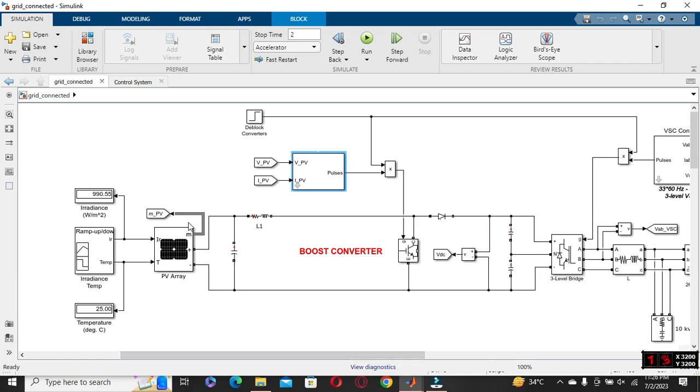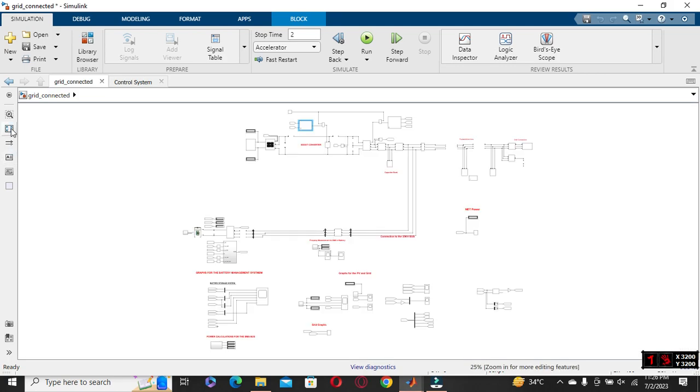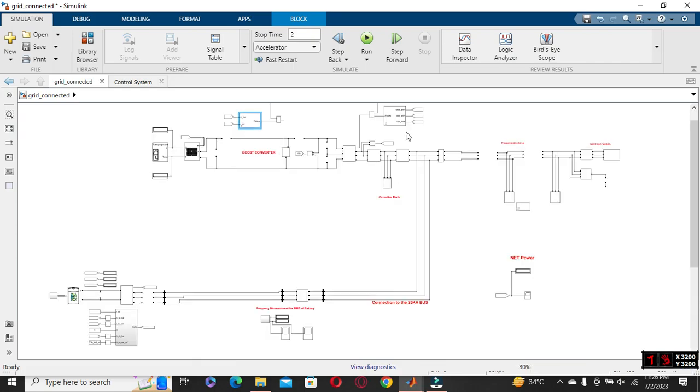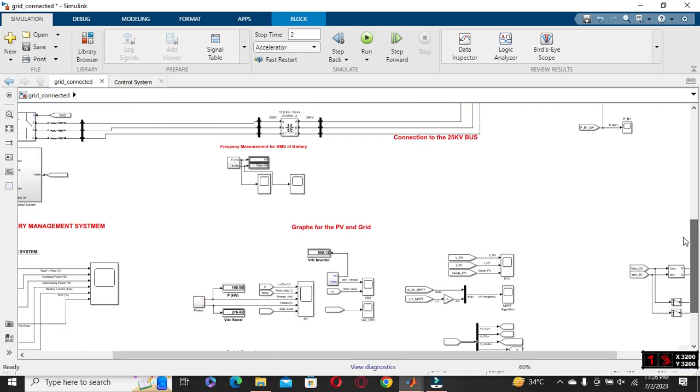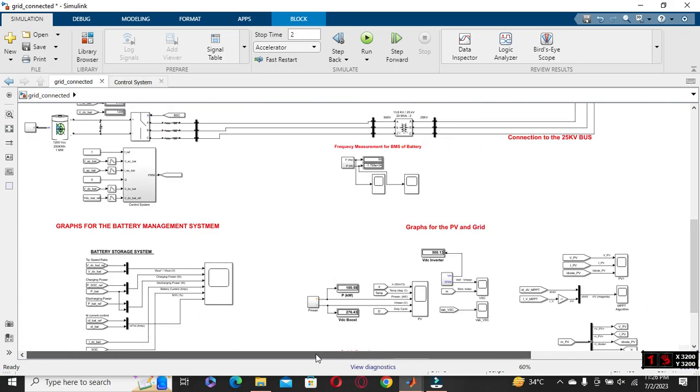So let me explain the simulation. First we look at the overall simulation. This is our main solar panel with a grid connection, and the lower part is our connection to the battery. I will explain each and everything to you, how the simulation is working and how the process goes.